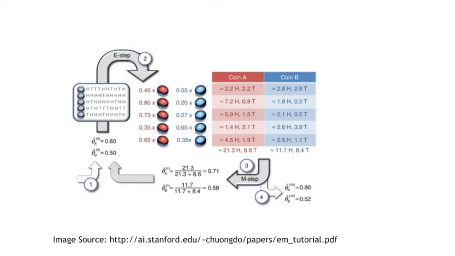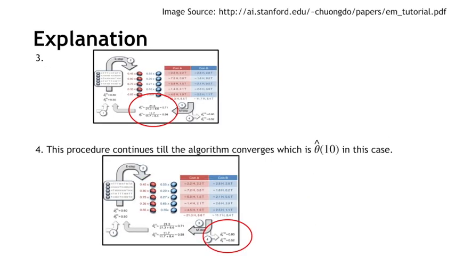Initially you are guessing the parameter, then you apply the expectation step where you calculate the probabilities and the weighted values. In the third step, we are doing the maximization step where we apply maximum likelihood by dividing the number of head flips by the total number of flips for both the coins, right? So this is what step 3 is all about.